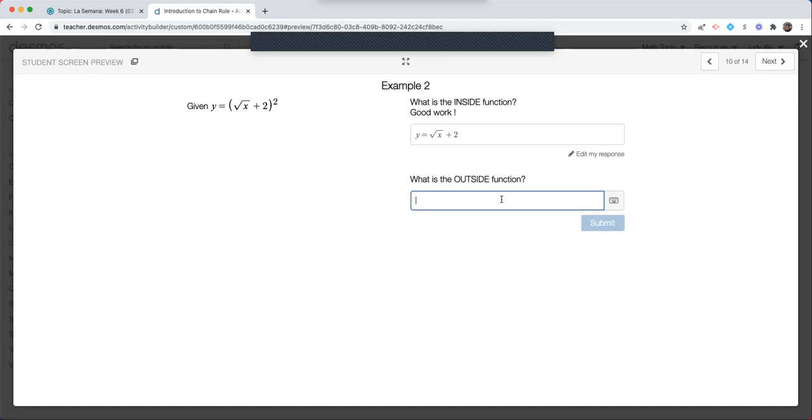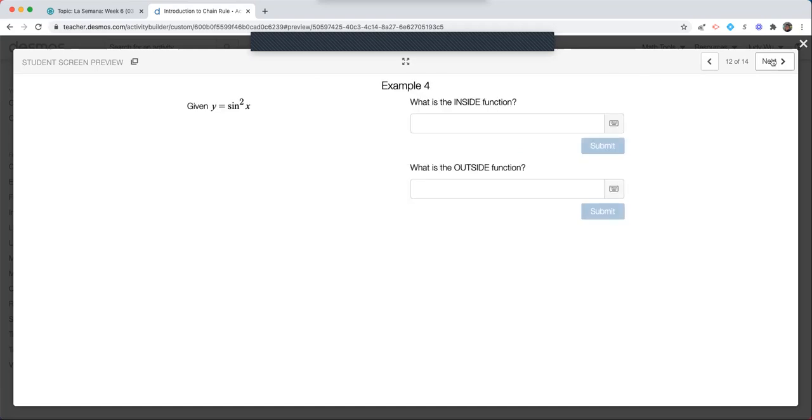Like after we square root it and add 2, what do we do next? Perfect. Great job, Umar. Y equals x squared. Submit. Good work. Okay. And so there's a couple more for you to look at, but maybe let's do this last one right here.